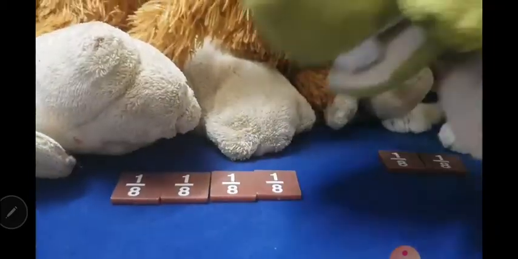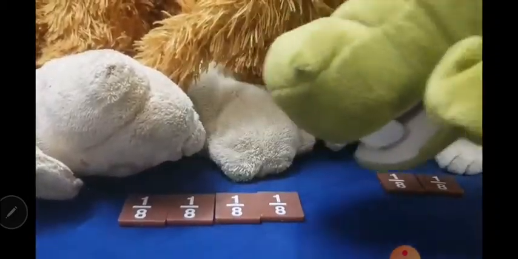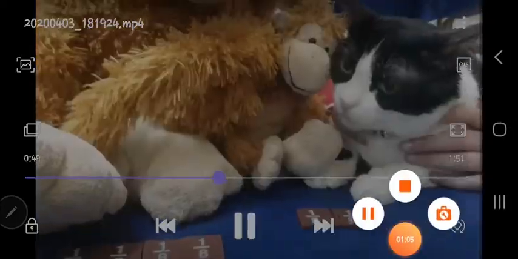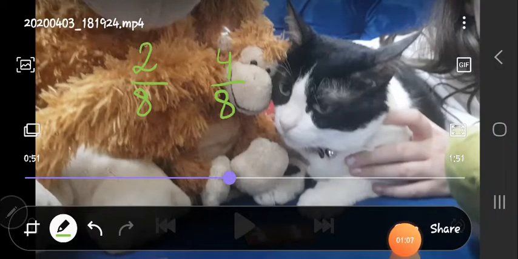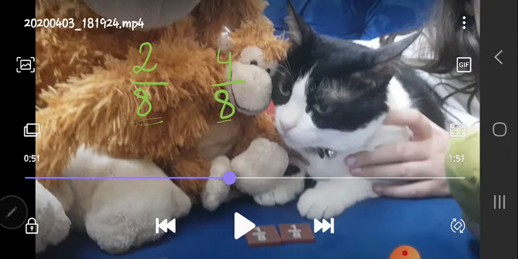Who has more? So we have 2/8 and 4/8. What do you think? Who got more? Did you notice who got more? 2/8 or 4/8? Let's say Mr.